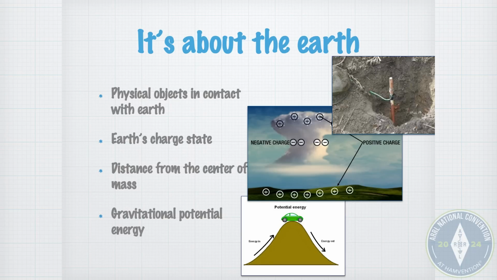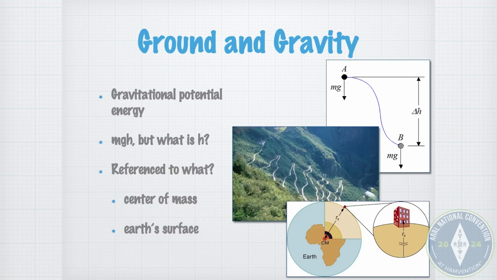It could be about physical objects in contact with the earth. It could be the Earth's charge state. It could be the distance to the center of the Earth, because that's the center of mass. It could even be about gravitational potential energy. And if you are familiar with gravitational potential energy, it's this very simple equation, mgh: mass times gravitational acceleration times the height.